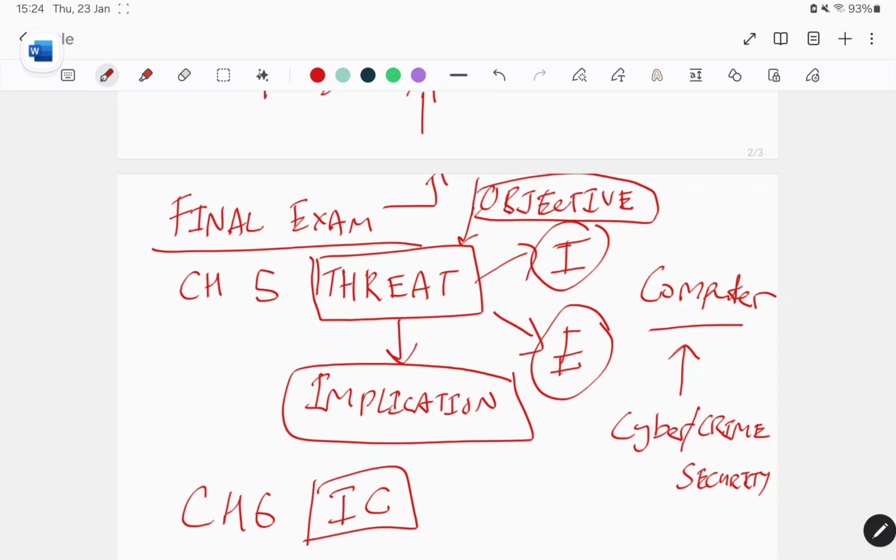They give you a scenario, and that scenario sounds very innocent. Everything looks correct, there's no problem in the scenario. So first you need to identify what the objective of the scenario is that they are pointing to. How are you going to know the objective? Very simple.